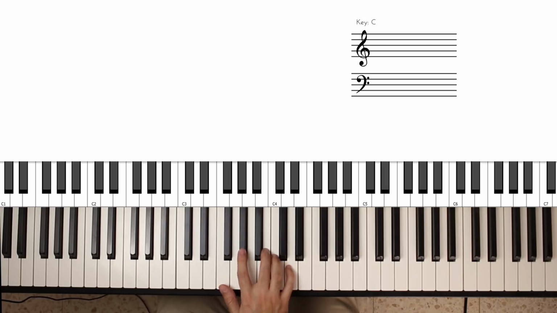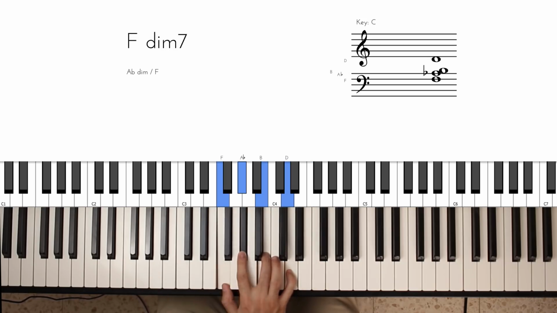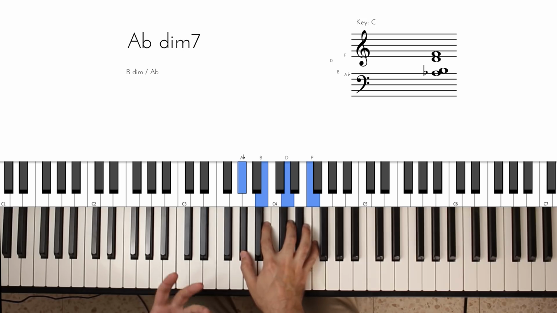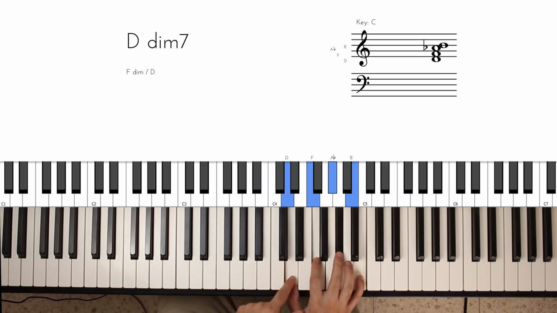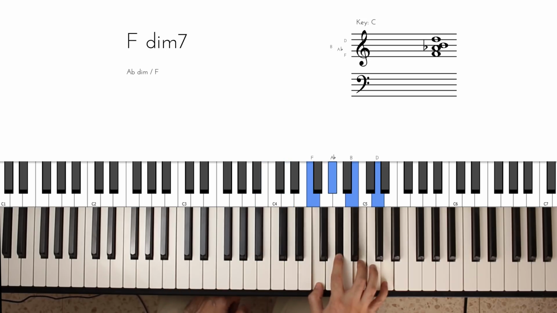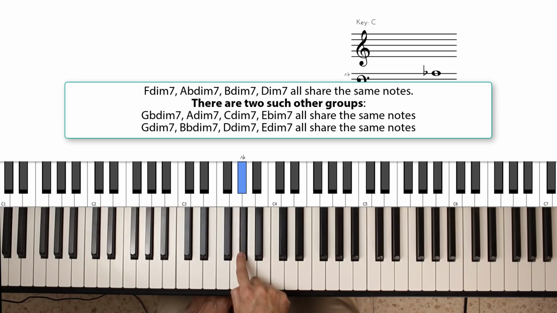Notice that as we do these inversions, we actually get other diminished seventh chords. So for example, the first inversion of F diminished 7 is actually A flat diminished 7. Then when we invert again, we get B diminished 7. And then again we get D diminished 7 and back to F diminished 7. So all of these diminished chords, B diminished 7, D diminished 7, F diminished 7, A flat diminished 7, are the same in the sense that they are made of the same set of notes.